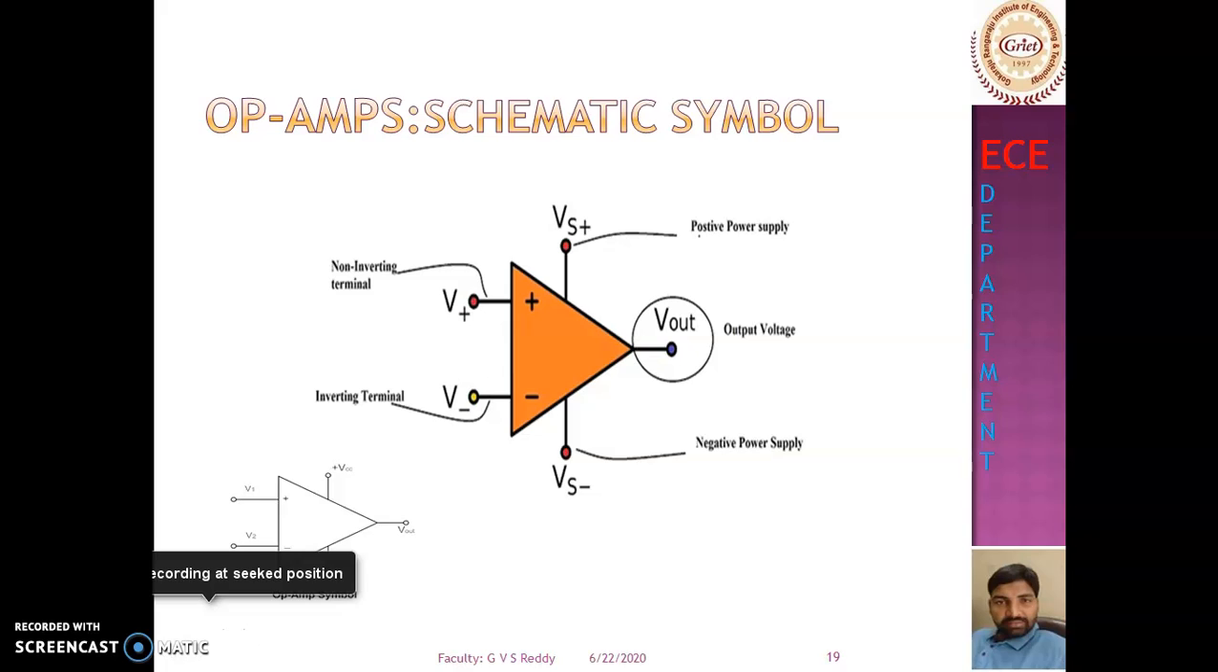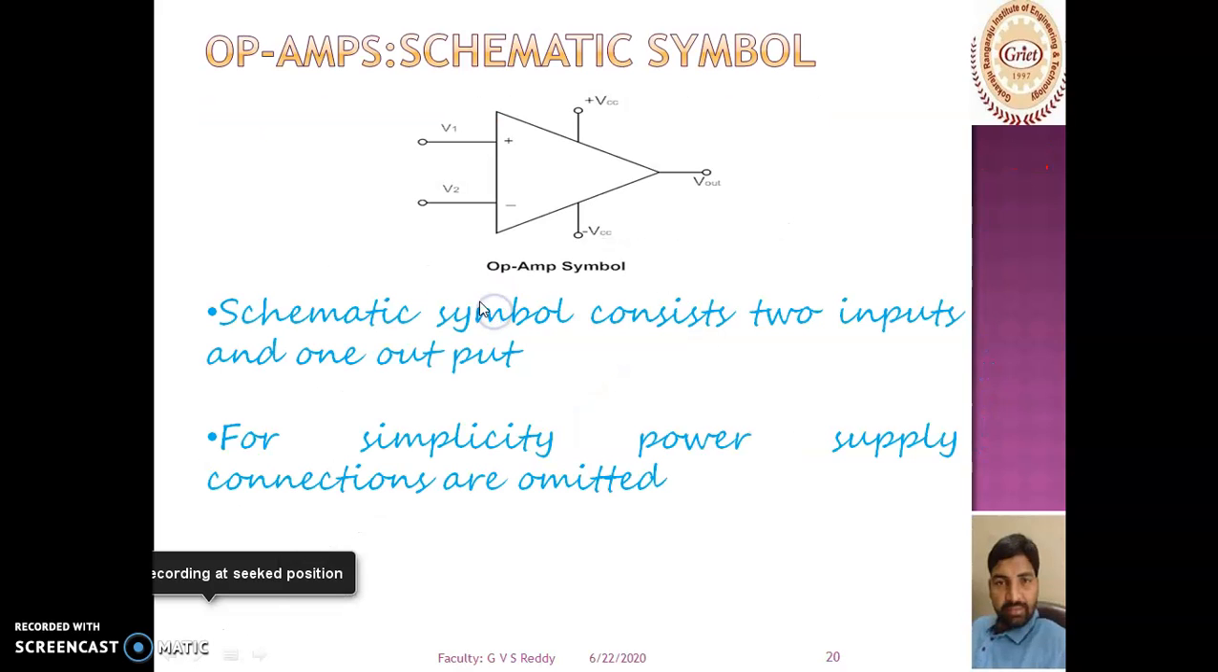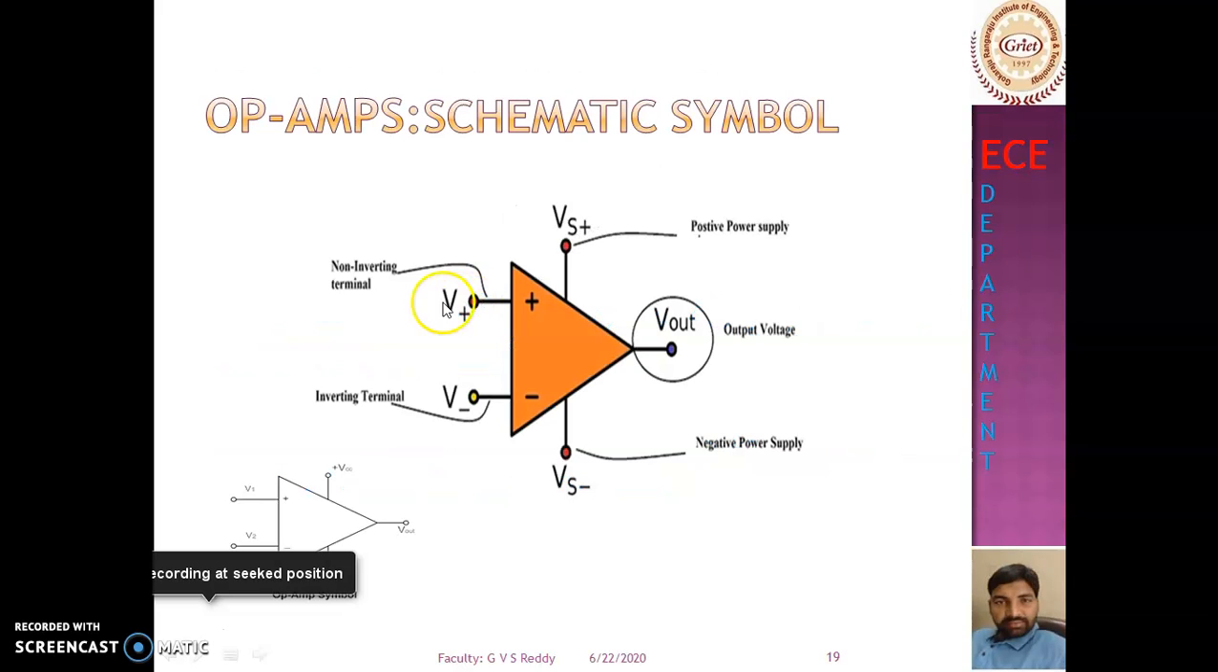So the op-amp schematic symbol consists of two input terminals, one output terminal, and two power supply pins. Here, this is one input terminal. It is represented with the plus symbol. It is simply known as the non-inverting terminal.